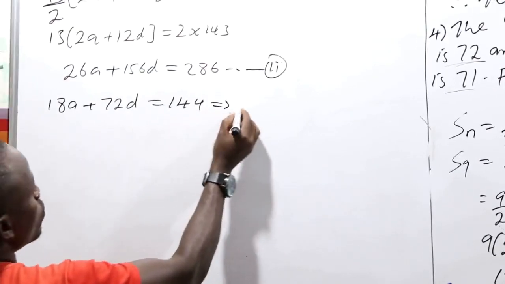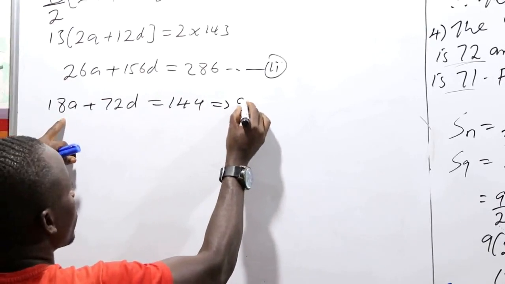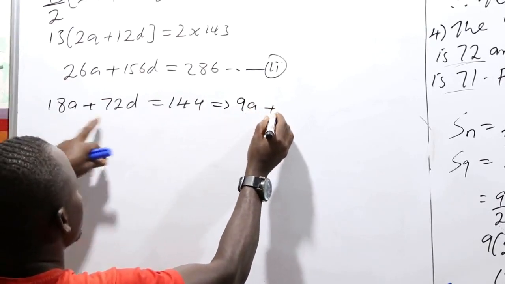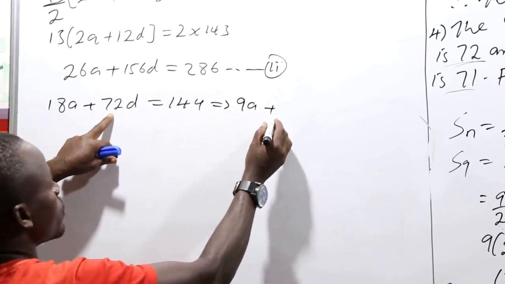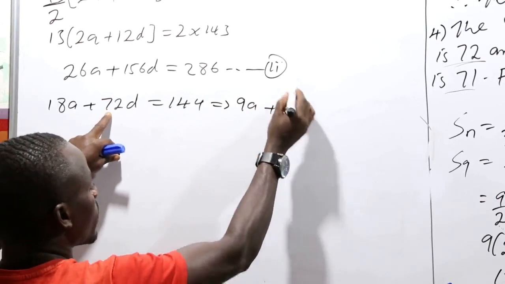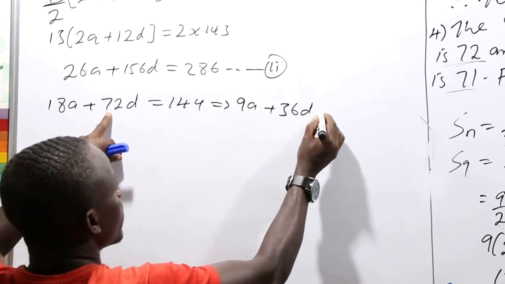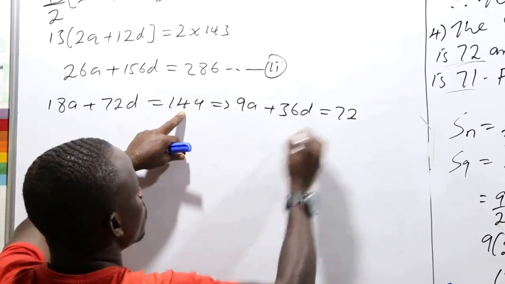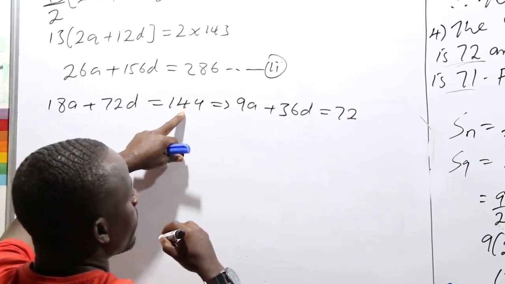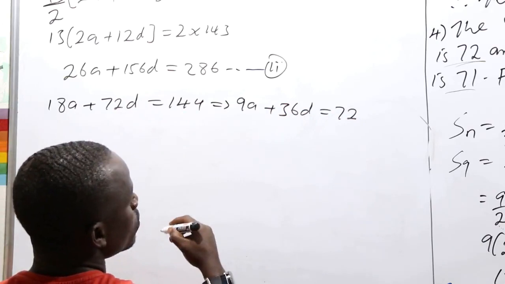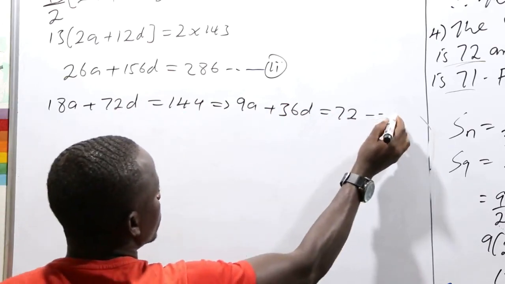This can be reduced. Divide this by 2, we have 9a, and 72 divided by 2 is 36, so we have 36d equals 72. Okay, and I believe this can still be reduced. Okay, let's keep it like that.